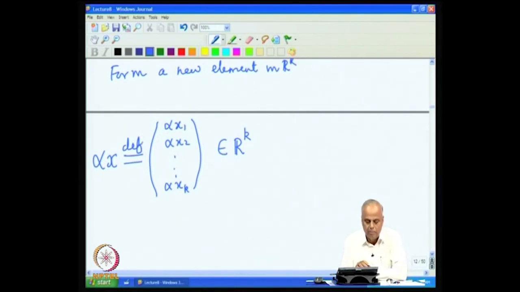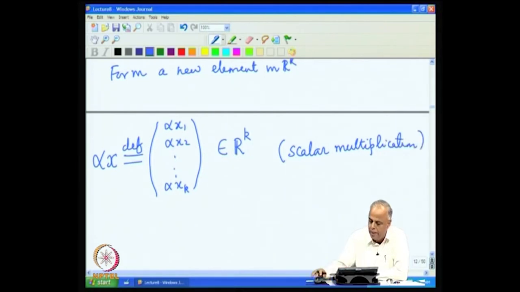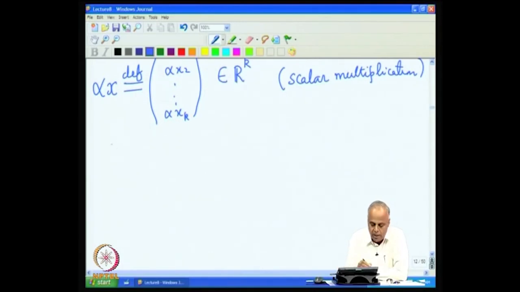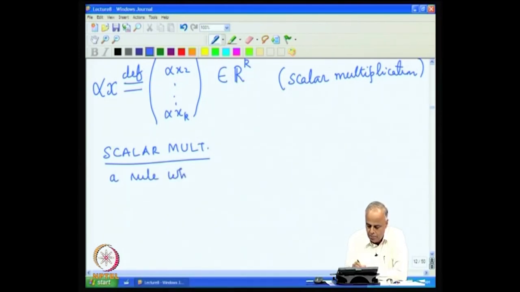So, this is the rule of combining a real number alpha and an element x in Rk, and this rule is called scalar multiplication. That is, you are multiplying an element in Rk by a scalar alpha. So, what is scalar multiplication? Scalar multiplication is a rule which combines an alpha in R with an x in Rk.